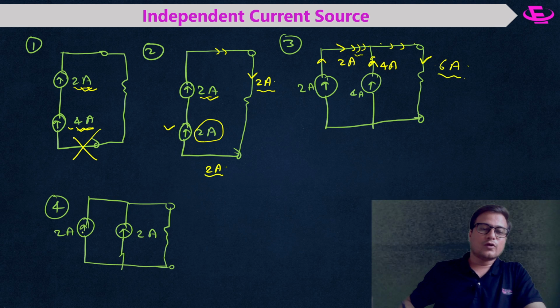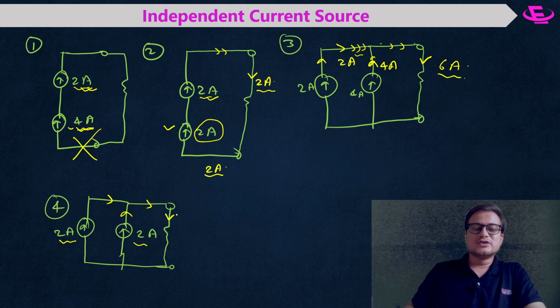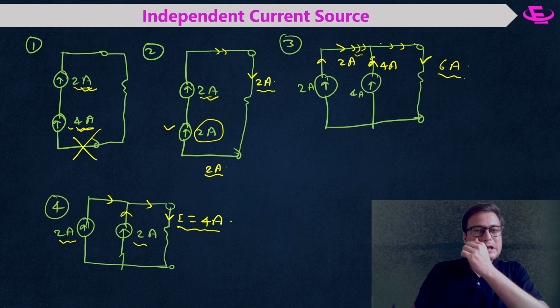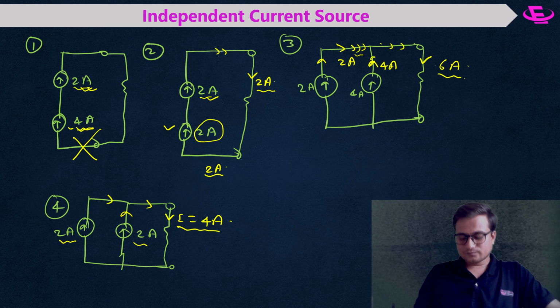Next come to fourth condition. Here it is 2 ampere, 2 ampere. It will give 2 ampere. It will also give 2 ampere. So total current will be 4 ampere. So this is independent current source.